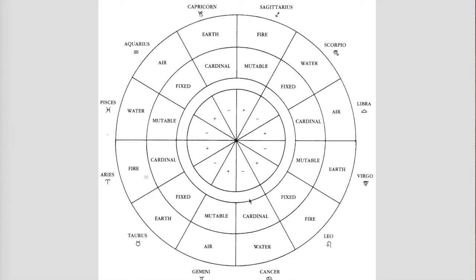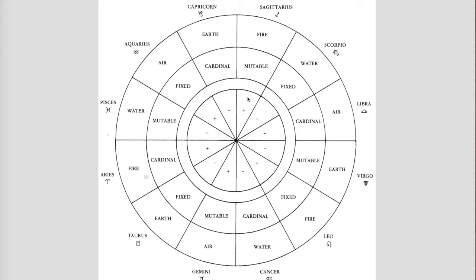This is something that will make sense as we go along, that you have a cardinal cross, a fixed cross, and a mutable cross. This is a good transition into the next sign, which is Taurus. We have the fixed cross of Taurus and Scorpio, and that's the feminine axis, where Earth is feminine and water is feminine. And then you have the fixed masculine axis of Aquarius and Leo, where Leo is fire and masculine, and Aquarius is air. Again, that's the fixed cross.